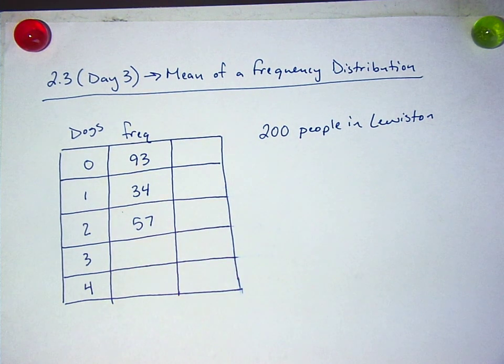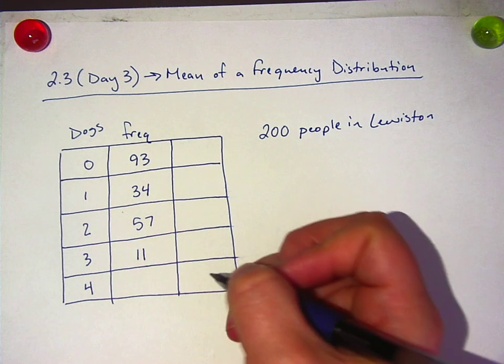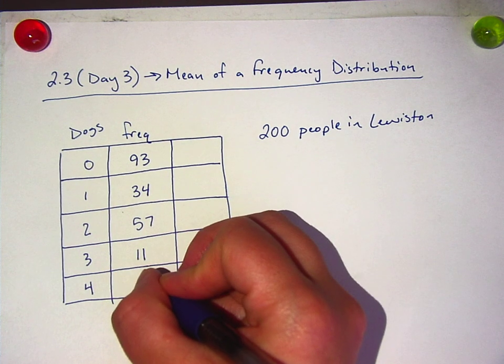Where are you at now? 184. 16 dogs to play with. I know. 16 people, not dogs. Probably like 11 have 3. And then the rest into 4. So 5? Yeah.